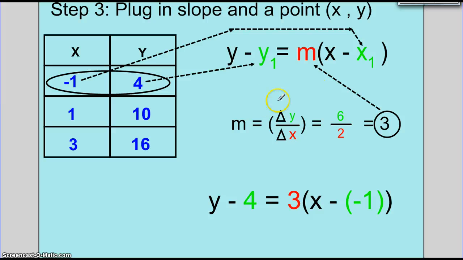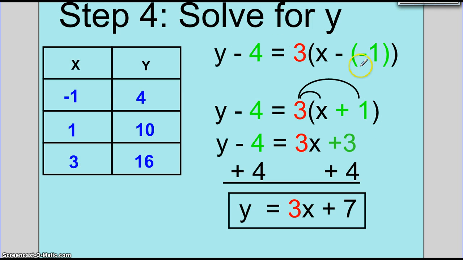So now I just plug it in. My slope here is 3, and my 2 points is 4 and -1. And then I gotta solve for y, so I'm gonna do some algebra. First thing I do is distribute, so 3 times x is 3x, 3 times 1 is 3. I have to move the 4 to the other side, so I have to add 4, and now I have y equals 3x plus 7.